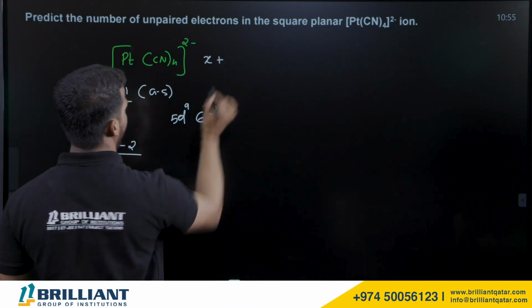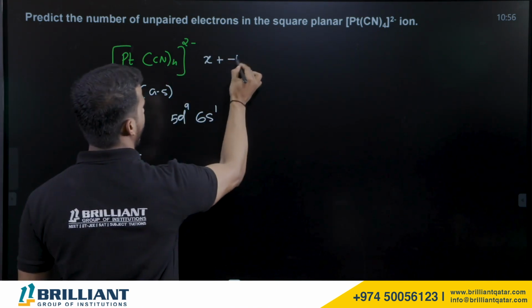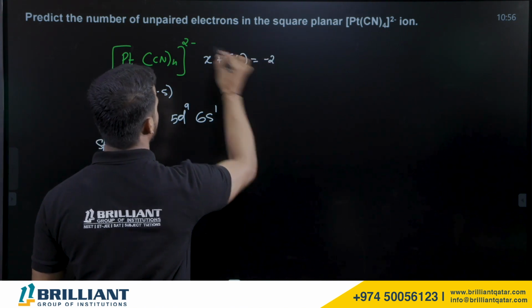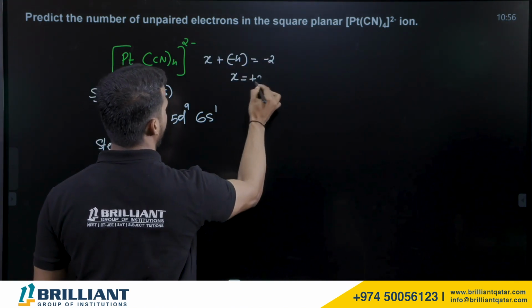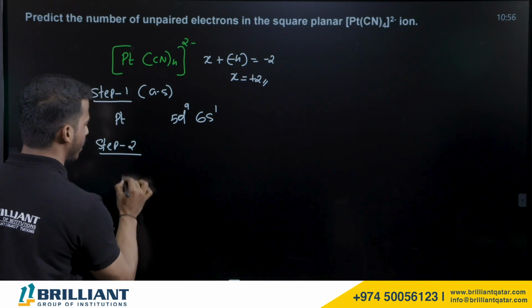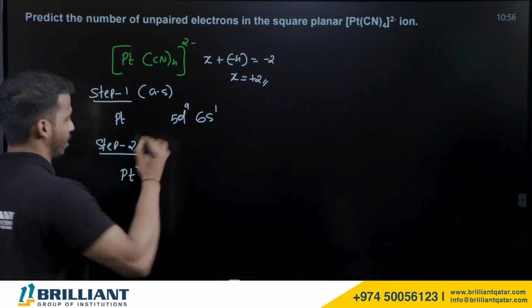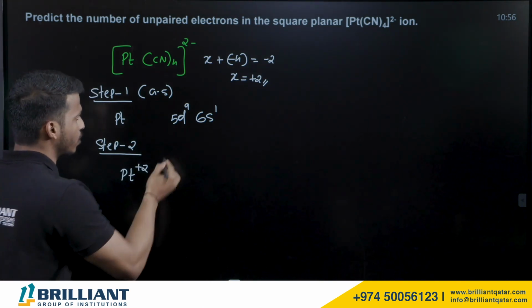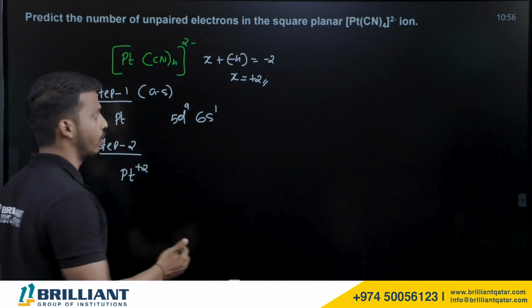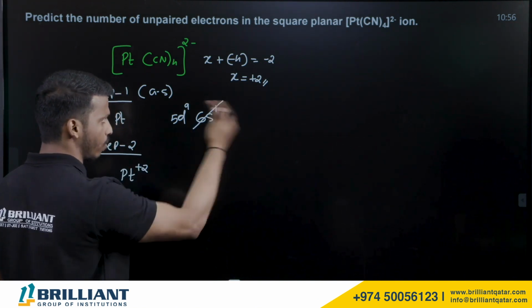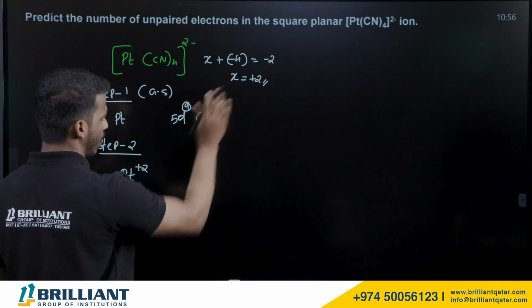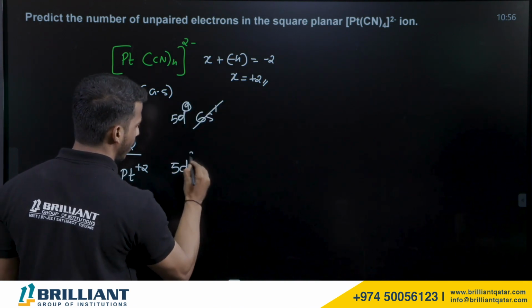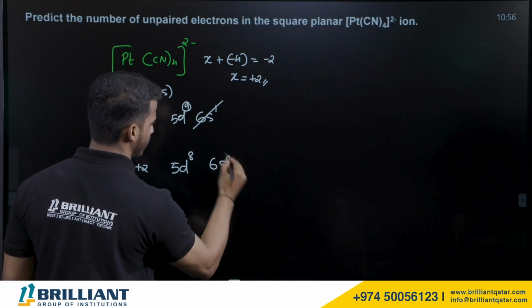Platinum's oxidation state X, we don't know. Cyanide charge is -4, overall charge is -2 for the complex, so X is equal to +2. So here platinum is in +2 oxidation state, right? +2 in the sense it has to lose 2 electrons from the outermost. So 1 electron from the 6s orbital, 1 electron from 5d9, so remaining is 5d8 and 6s 0.